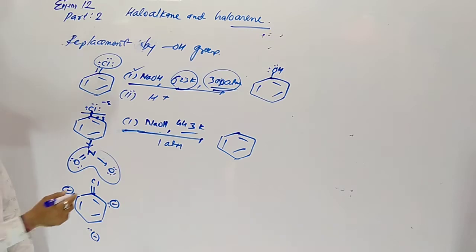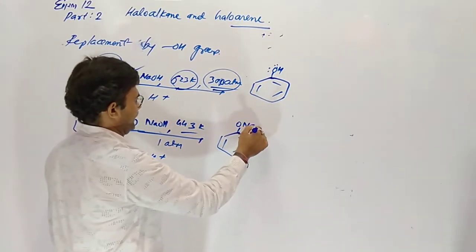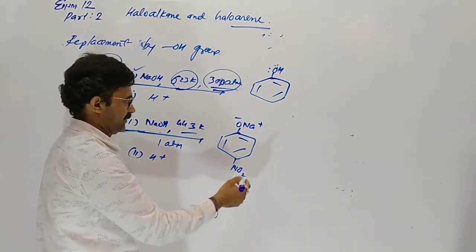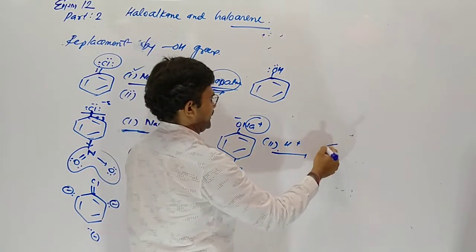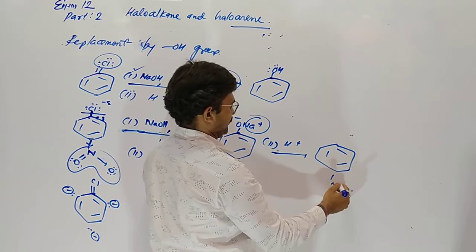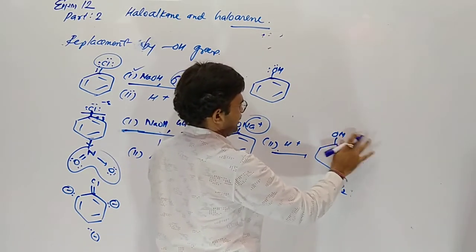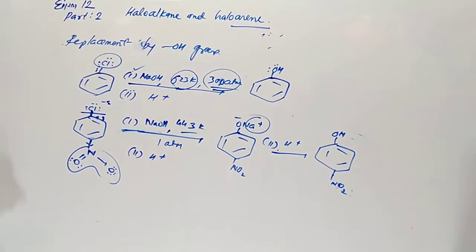Yes, in the second step we use H plus. First, with NaOH it gives sodium para-nitrophenoxide. Then in the second step Na plus is replaced by H plus, and it gives para-nitrophenol. In the presence of NO2, the reaction becomes more convenient. It occurs in mild condition, not strong, due to the presence of the nitro group.